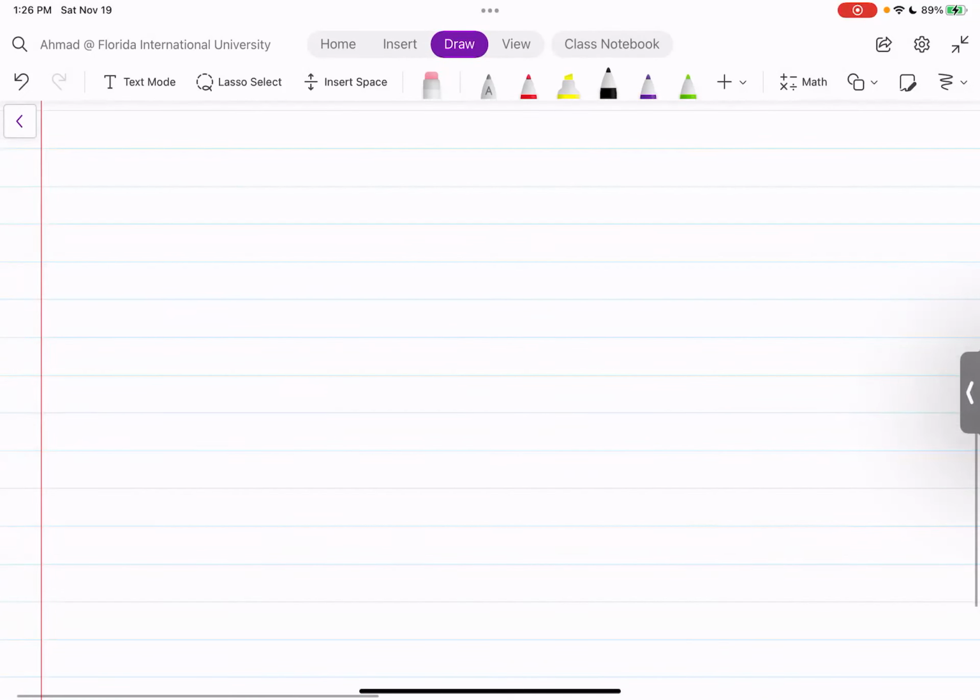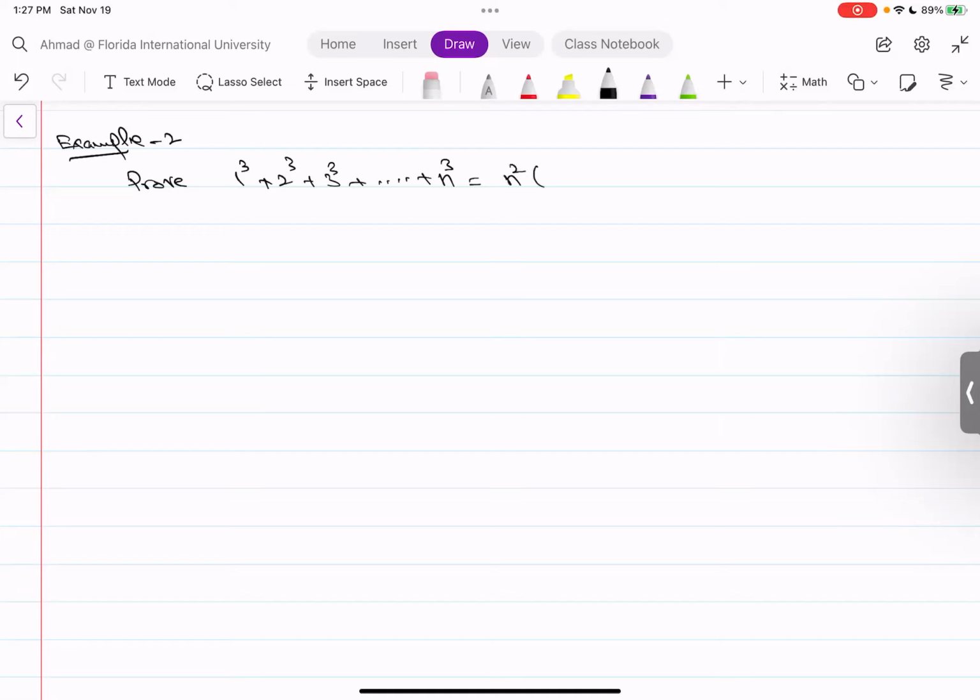Let's say we are asked to prove something like this. Example 2 that we are going to discuss in this video says: prove that 1 cube plus 2 cube plus 3 cube plus so on plus n cube is equal to n square into (n plus 1) whole square divided by 4. So we are asked to prove this one. Let's see how we can prove that one.